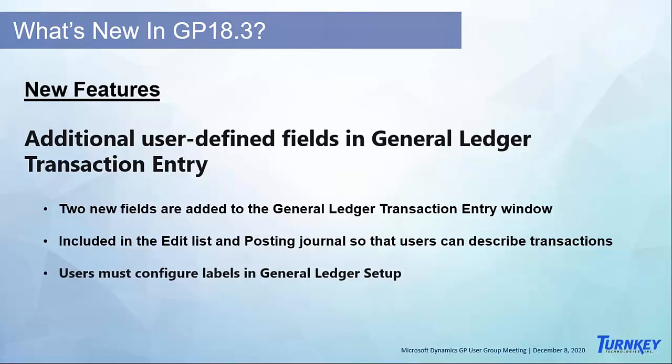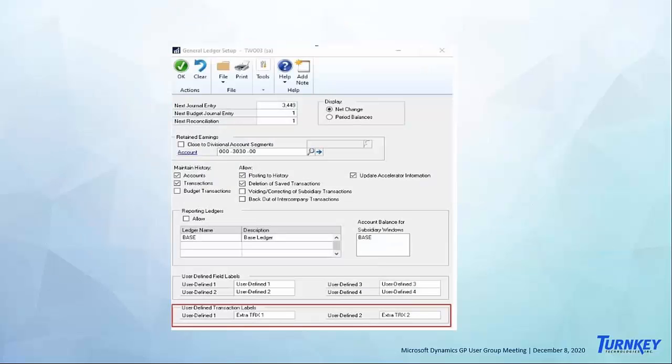Now you must configure the labels in general ledger setup, but once you do that, then you can add information or comments regarding the transactions. So what you would do to do that is go to your financials homepage, and then under setup, choose financial, and choose general ledger. So this is the general ledger setup screen. You'll notice down at the bottom, the two new user defined transaction labels, and you can name them whatever you want.